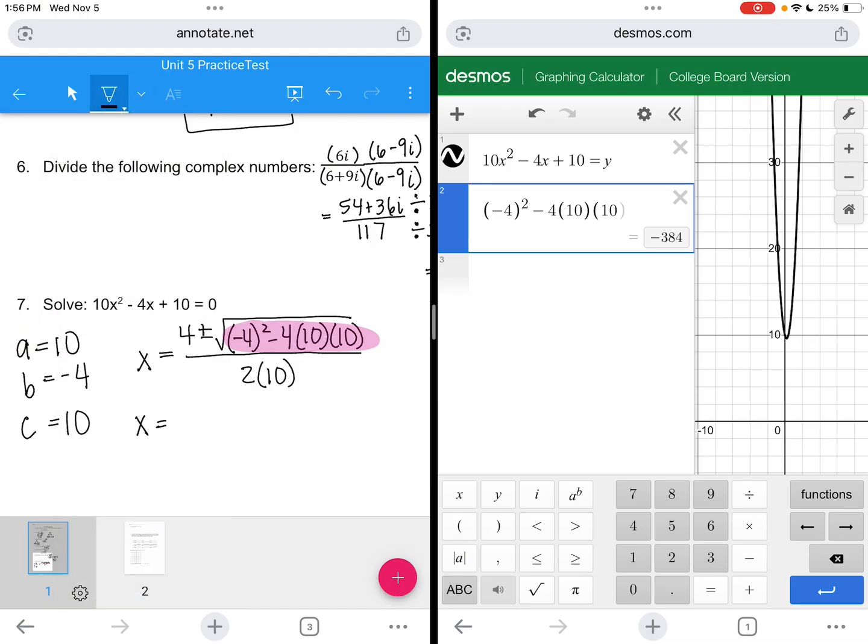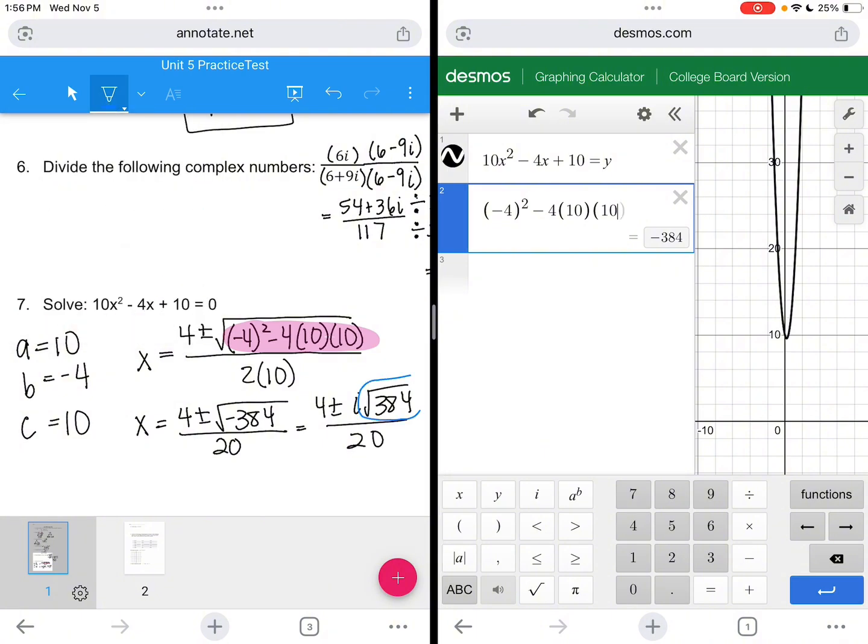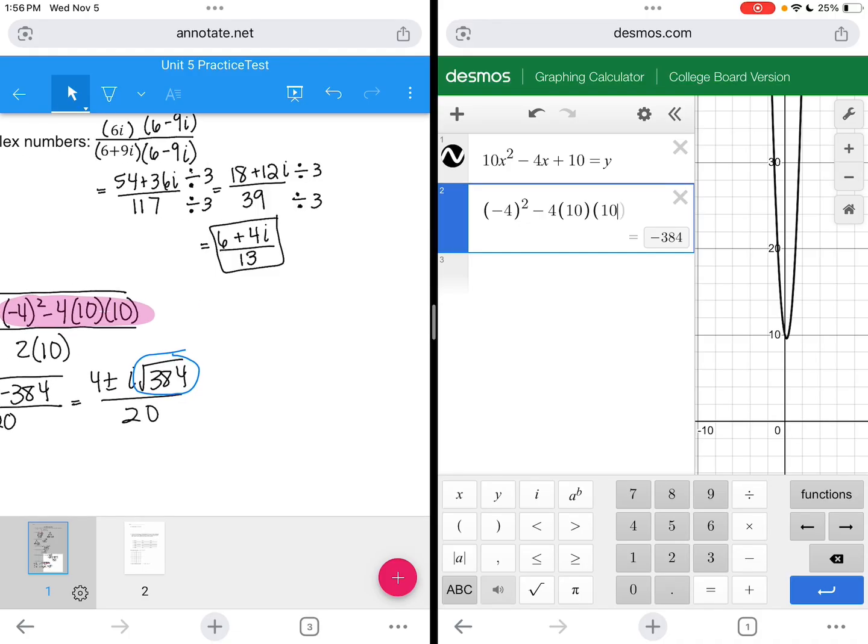We're going to get x is equal to 4 plus or minus the square root of -384 all over 20, which I really know is 4 plus or minus i root 384 all over 20. Let's go ahead and see if we can simplify the square root right here. So I'm going to come off to the side over here.